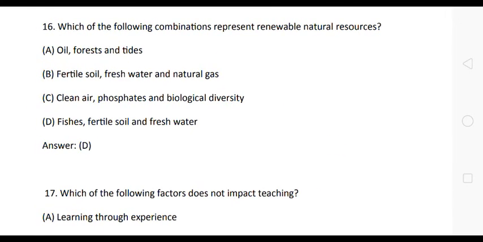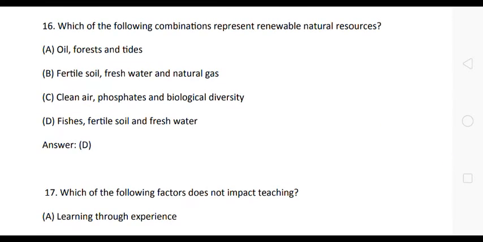Next question is, which of the following combinations represent renewable natural resources? Here the options are option A, oil, forest, heights; option B, fertile soil, fresh water and natural gas; option C, clear air, phosphates and biological diversity; option D, fish, fertile soil and fresh water. Here the correct answer is option D. These combinations represent renewable natural resources. Okay, friends, option D is the correct answer.